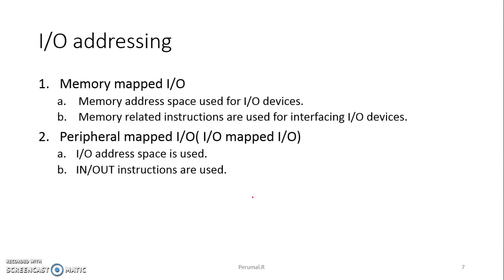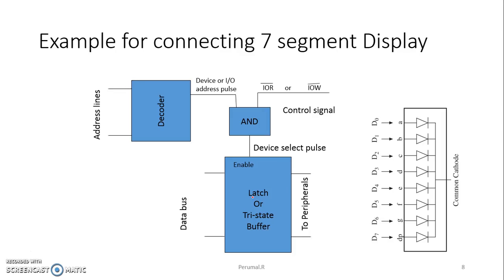Here we have 16-bit address lines, but we will be using only 8 address lines, either the lower byte or the higher byte. To interface or read the data from IO devices, we will be using IN and OUT instructions.